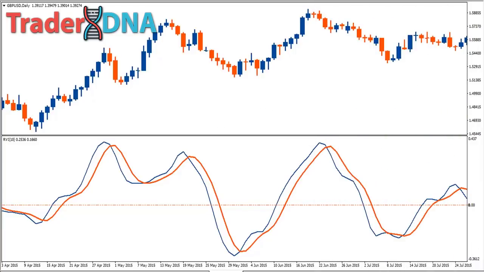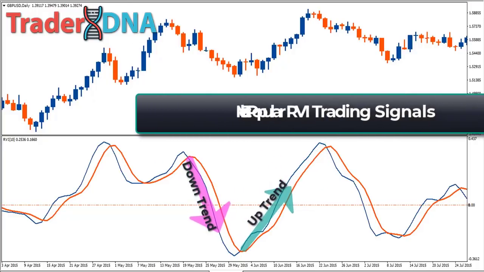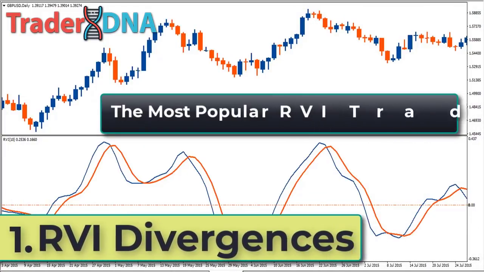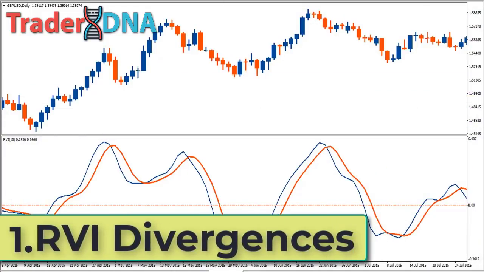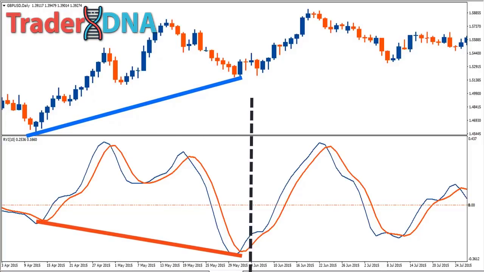The RVI's usefulness is based on the observed tendency for prices to close higher than they open during uptrends and to close lower than they open in downtrends. The most popular RVI trading signals. First, RVI divergences. Divergence between the RVI indicator and price suggests there will be a near-term change in the trend in the direction of the RVI's trend. So, if a security price is rising and the RVI indicator is falling, it predicts the security's price will reverse over the near term.